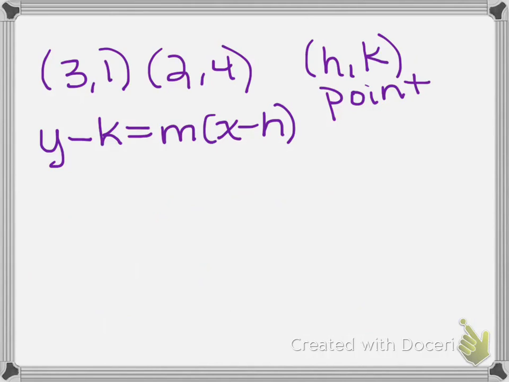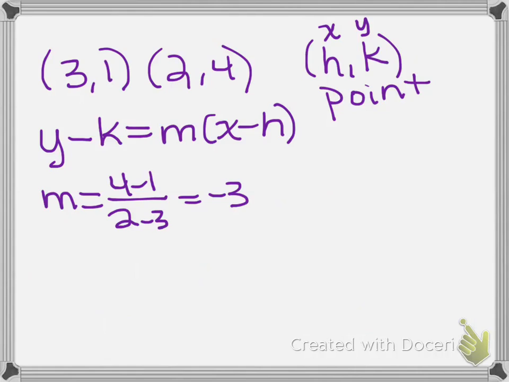As I was saying, the h and the k in this equation are just a point, where h will stand for the x value of a point and k will stand for the y value of a point, but it's any point that's a solution. So using those same 2 points, I already know the slope. I'll show you it again. It was 4 minus 1 divided by 2 minus 3, and we got that to be negative 3.